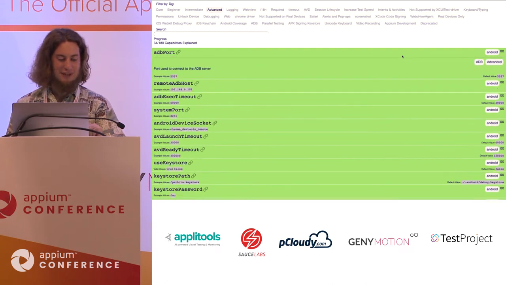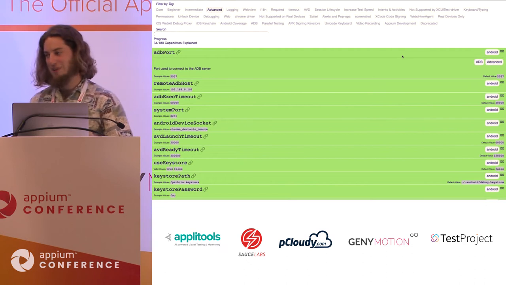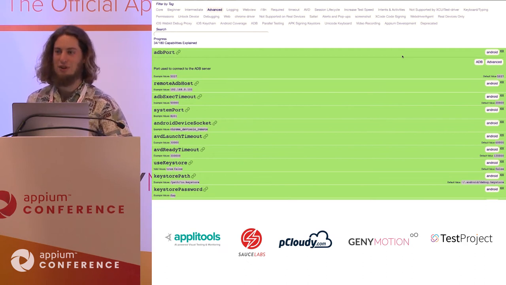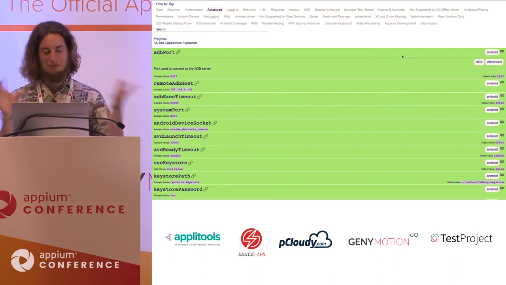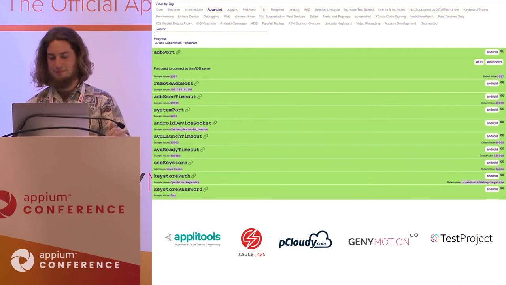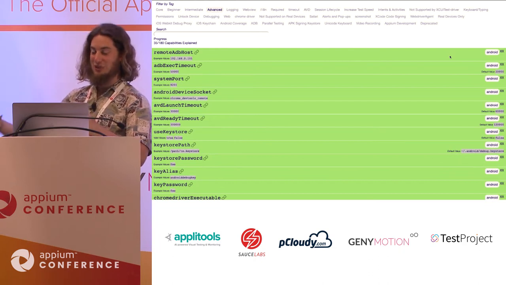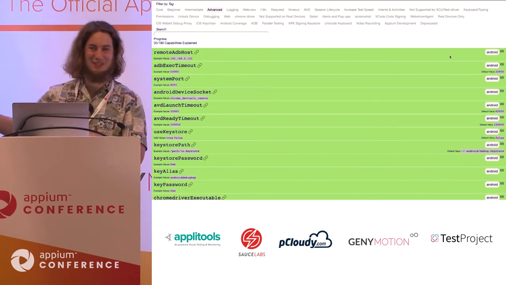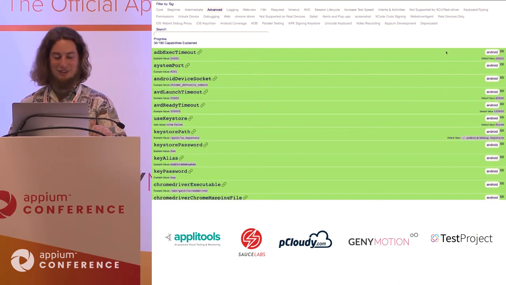ADB port, yeah. It'd be pretty crazy to change this, but you can. People who do very specific things, like if you implemented your own ADB, or maybe at one point the Espresso team at Google built their own version of ADB that was 100 times faster, and then they never released it to the public. But if you did have that, you could put it on a different port. Remote ADB host would be the same. If your ADB server is somewhere else, you could set an IP address for that. That's why these are under advanced.